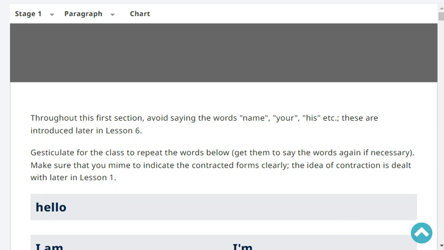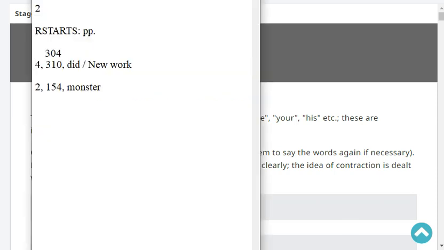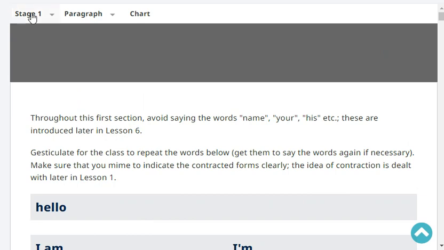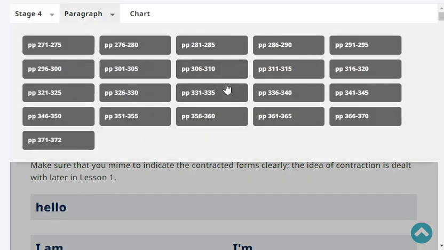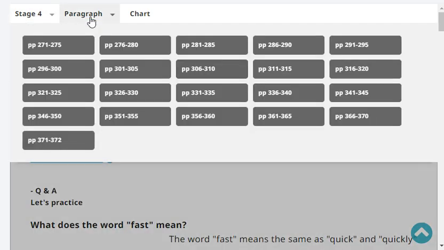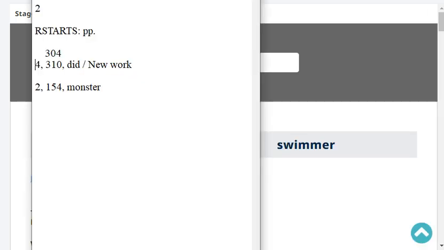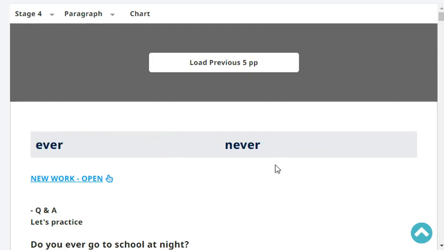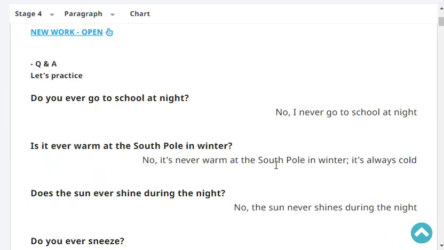We are at stage 4, paragraph page 310. Okay, and our last headword was "did", new word type of lesson. Okay, so let's start with our revision. Ready?